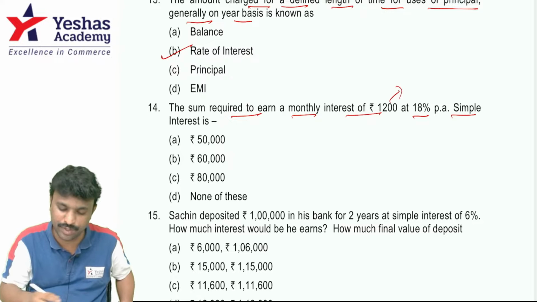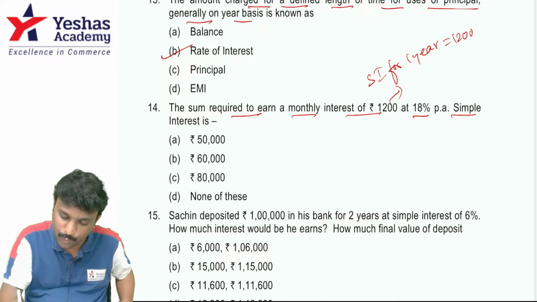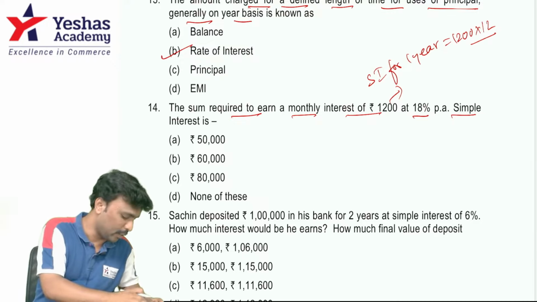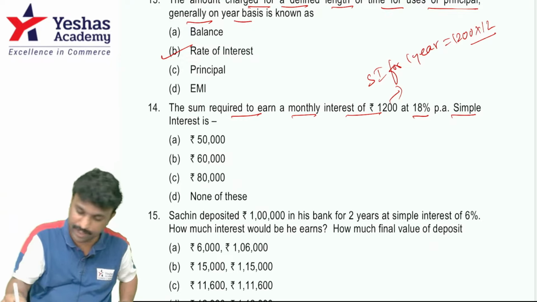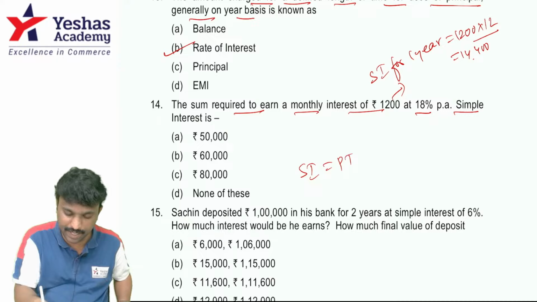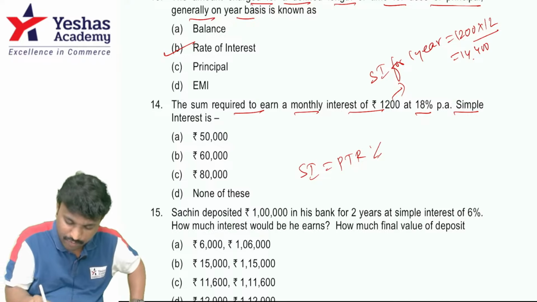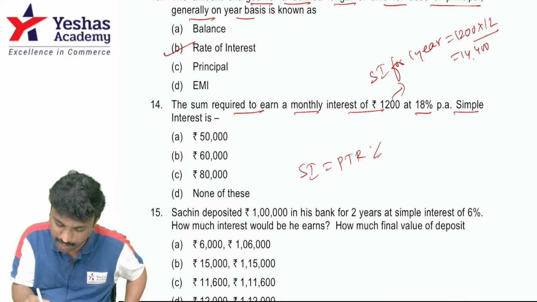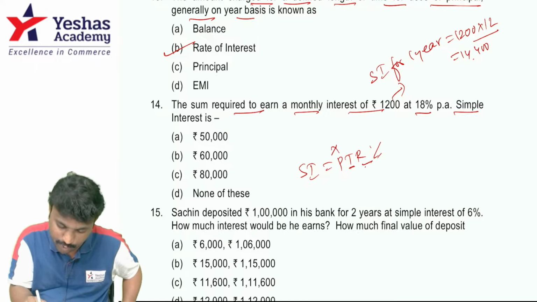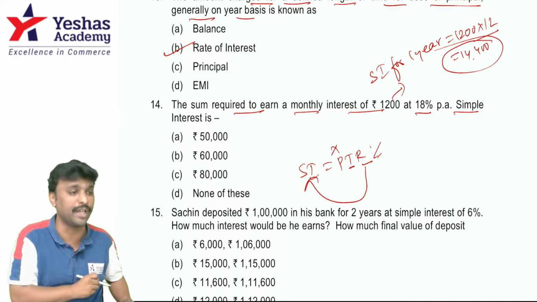So monthly interest is 1200. So SI for 1 year is 1200 into 12, because per 1 month it is 1200. For 1 year it is gonna be how much? 1200 into 12 gives you 14,400. Now you know the SI formula, it's PTR percentage. First of all, plug in the T value, which is 1 year, and the R value, which is 18%, and we can find out P by sending TR percentage to the LHS, because we know SI for 1 year is 14,400.